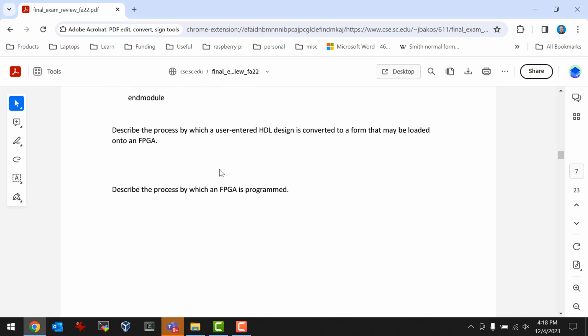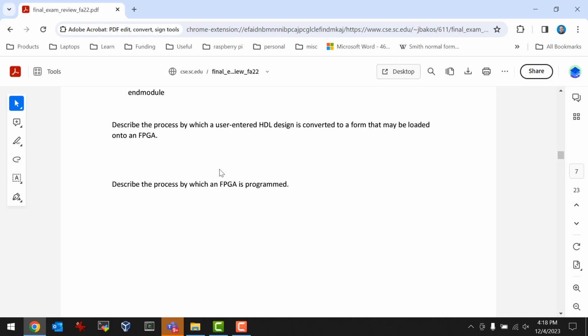Describe the process by which a user-entered HDL design is converted to a form that may be loaded on an FPGA. So what is the process? I don't know if I talked much about this semester, but the Verilog code is synthesized, which is very similar to compiling. We don't call it compiling, though. We call it synthesizing, which converts it into a graph representation called a netlist.